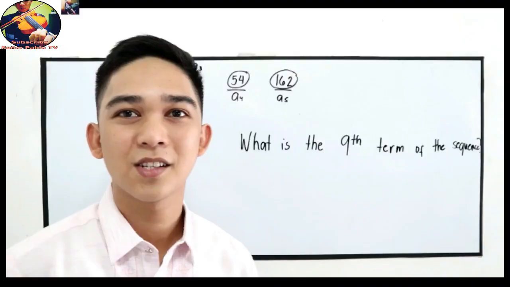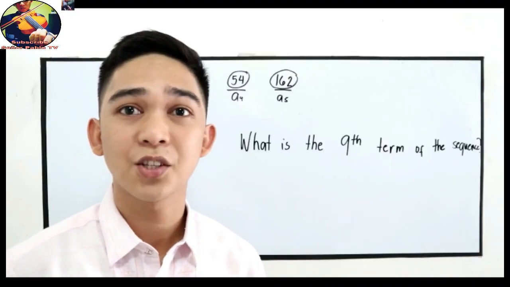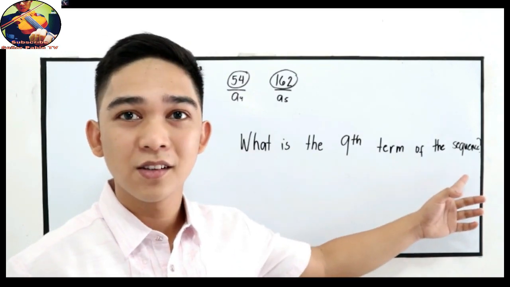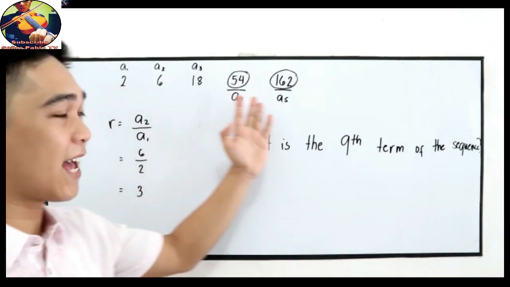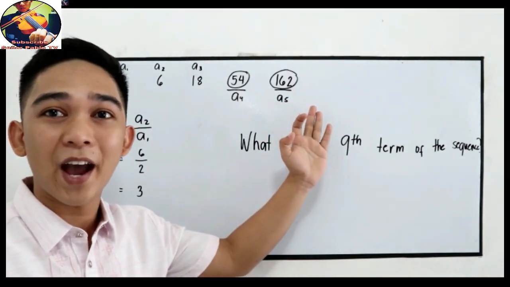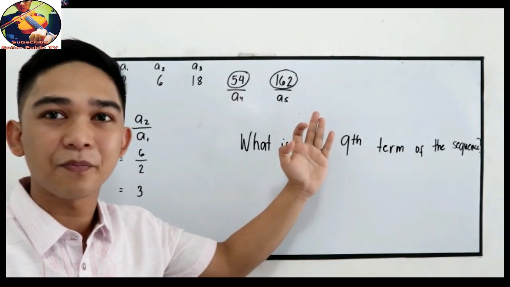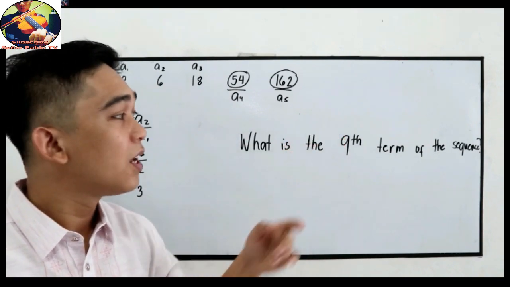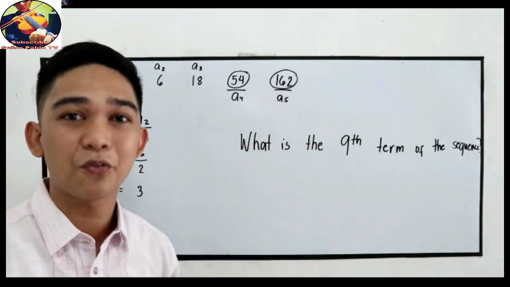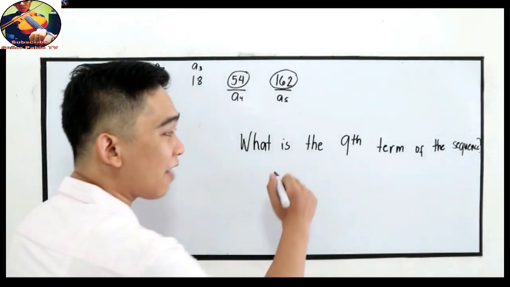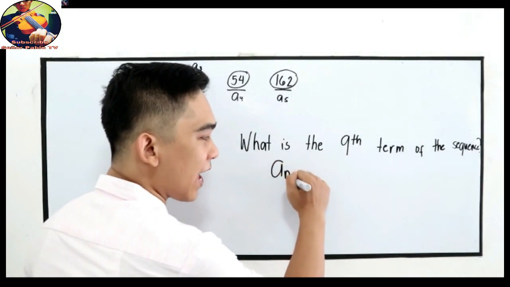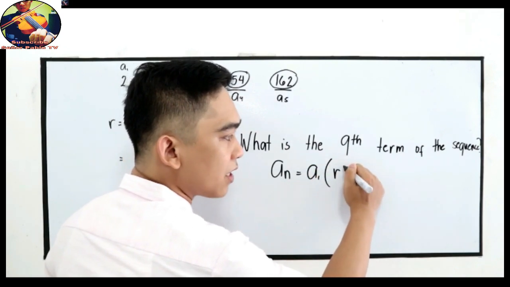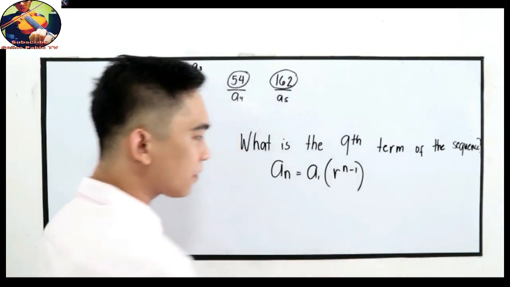What if your teacher asks you, what is the ninth term of the sequence? Ito binigyan natin example kanina. So, nakuha natin hanggang A5. Ano daw si pang ninth term? So, kung sa arithmetic may formula tayo, syempre kay geometric, meron din tayong formula. To get the nth term, we have an is equal to a1 times r raised to n minus 1.